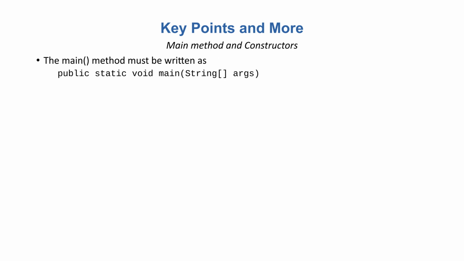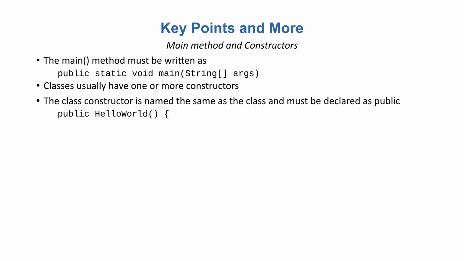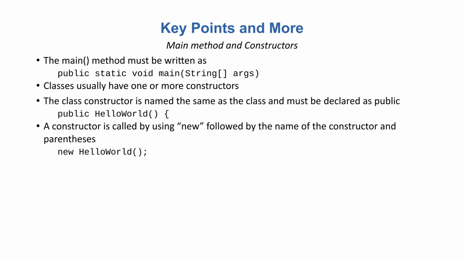The main method must be written as public static void main(String[] args). Later lessons will explain what all those words mean. Classes can have one or more constructors. The class constructor is named the same as the class and must be declared as public. Constructors will be explained more in later lessons. A constructor is called from elsewhere in the program by using new followed by the name of the constructor and parentheses. For example, new HelloWorld() in the main method calls the HelloWorld constructor.